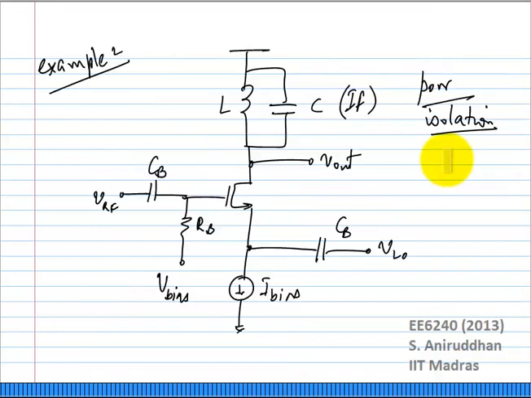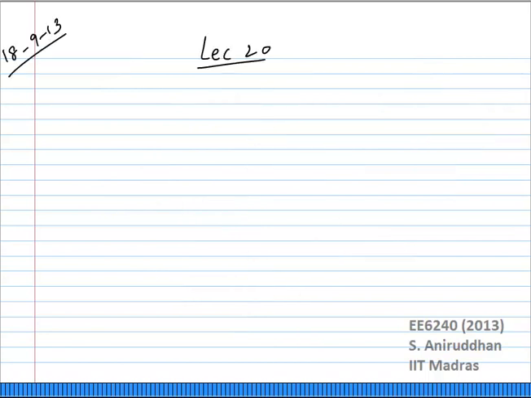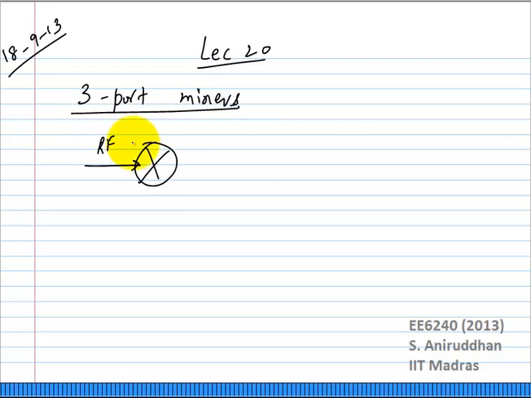Obviously, there are several different ways of implementing it, and most of these suffer from poor isolation because you are trying to combine the LO and the RF together before you feed into the mixer, and this means inherently there is very poor isolation between LO and RF ports. So we need to look at a different way of implementing the mixer. So in today's class, we are going to start looking at three-port mixers. In other words, you are going to isolate the input RF port from the LO port and the output port. So you have three separate ports. I'll call this the IF port.